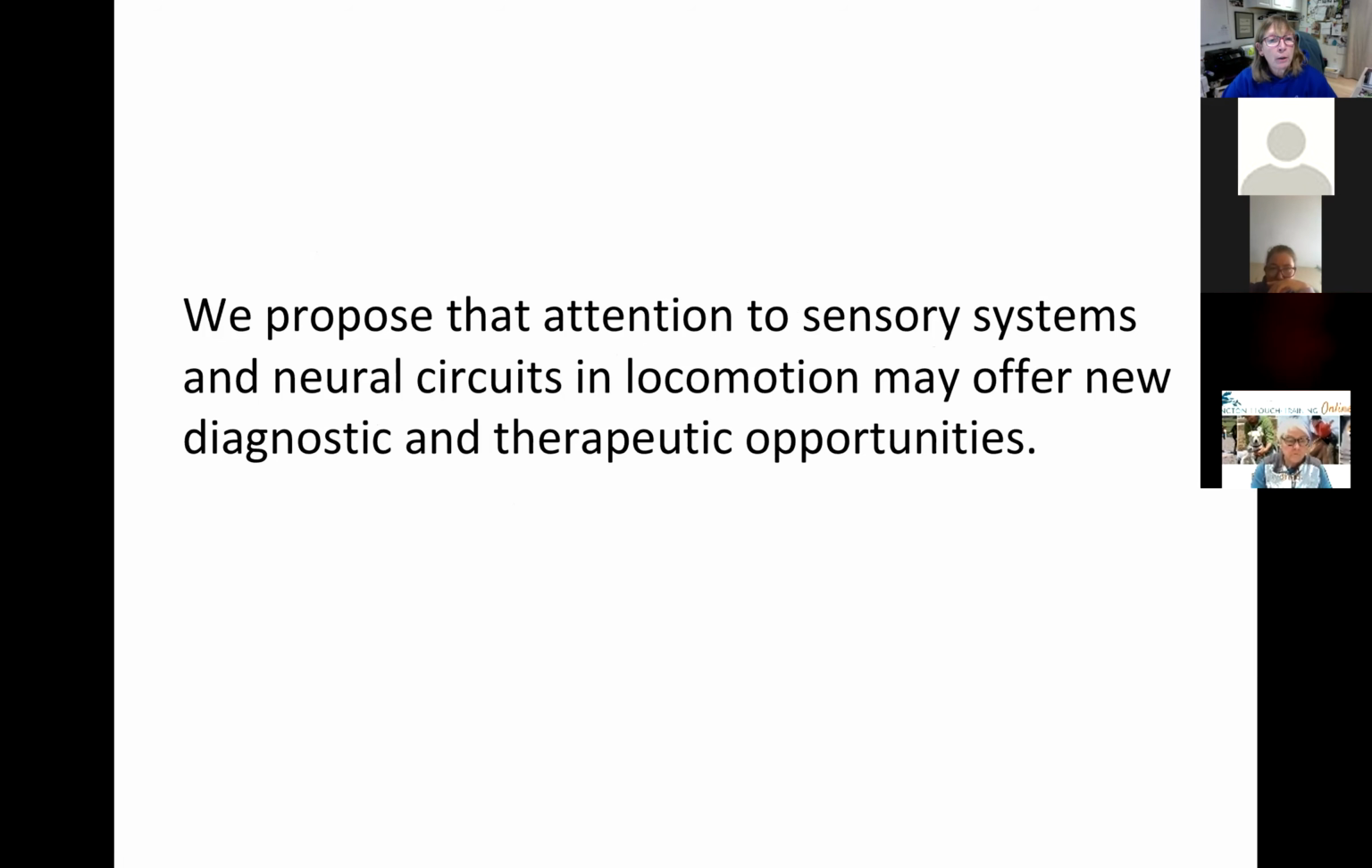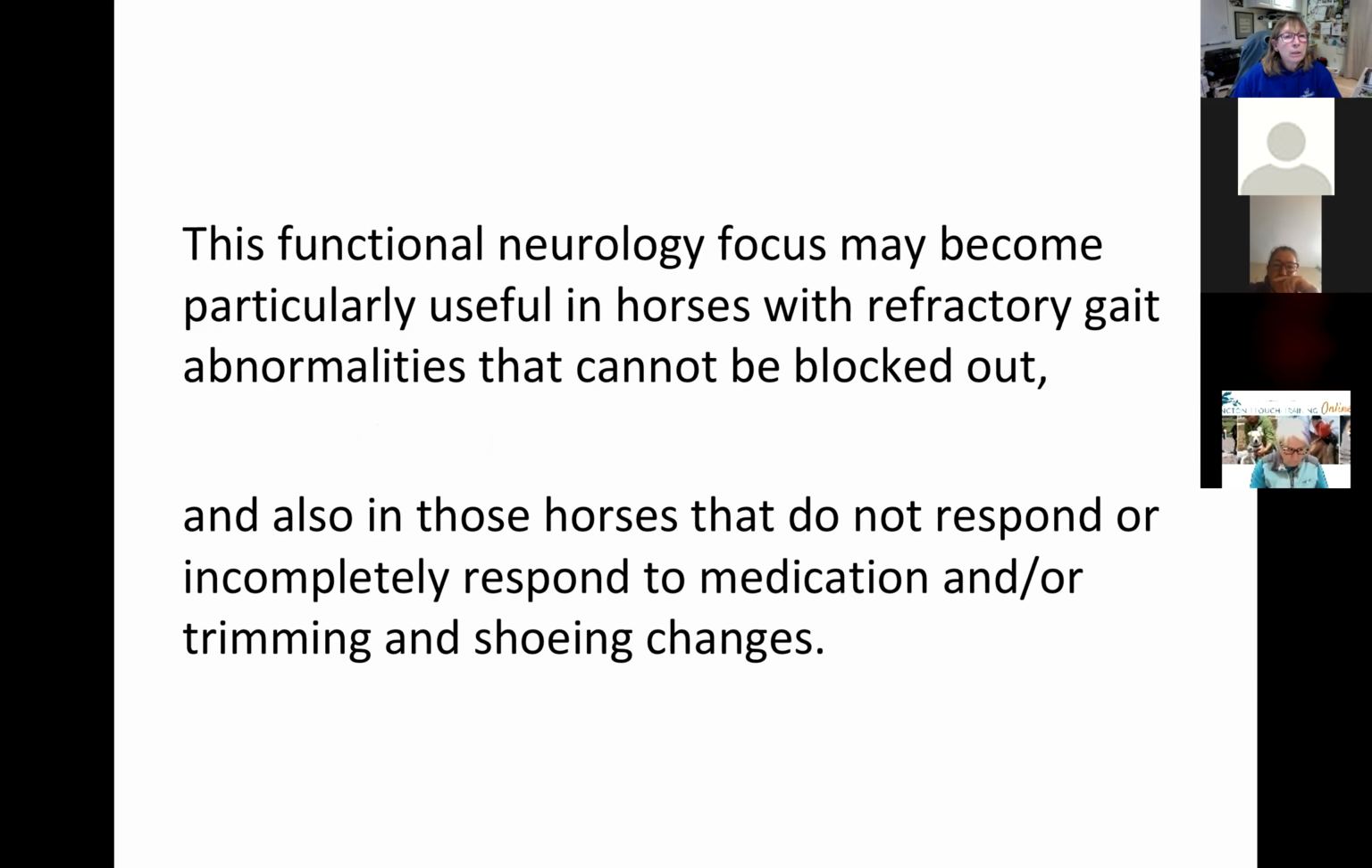So they're talking about how paying attention to the sensory systems and the neural circuits in locomotion may offer new diagnostic and therapeutic opportunities. And so it's in refractory gaits, meaning abnormalities. And so what they're talking about here that can't be blocked out, in the veterinary world, they'll block a horse to see if that changes the lameness pattern. It doesn't always change the lameness pattern. So is there something about the receptors not getting the right input, or there's something disconnecting? And how can they treat these types of lamenesses that are not responding to medication, trimming, and shoeing?